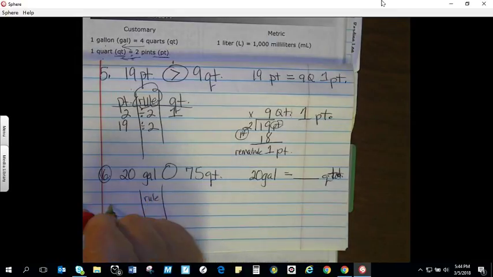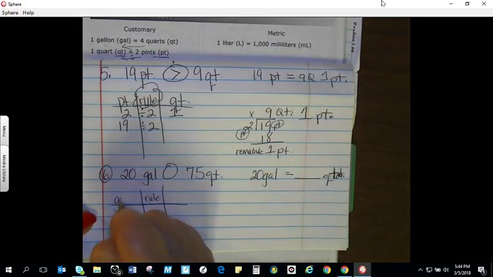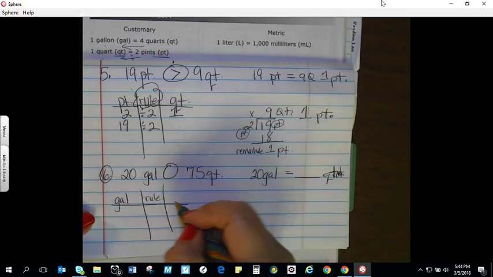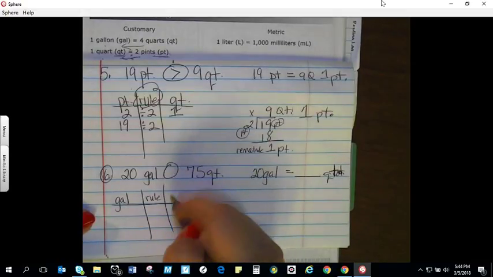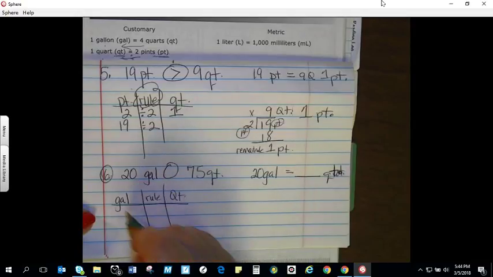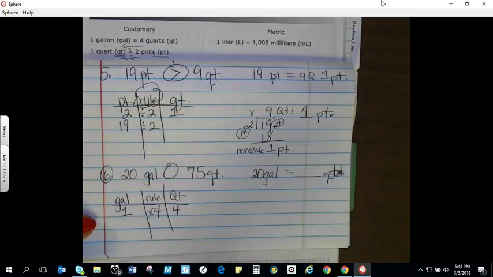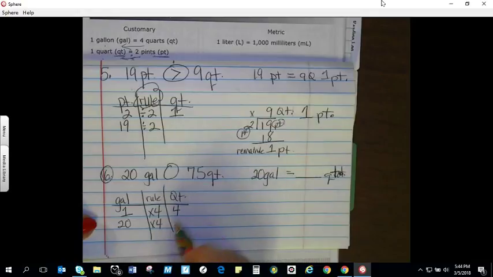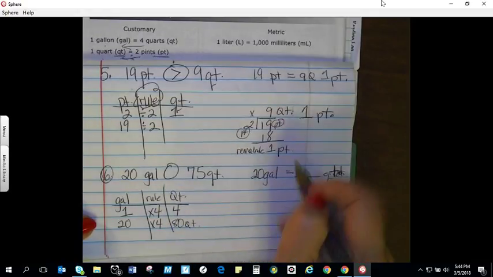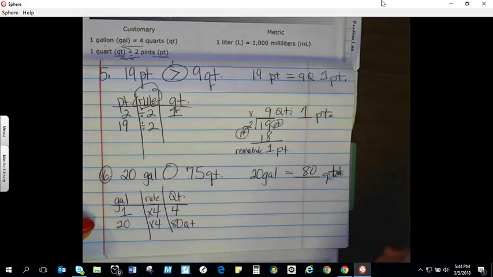And you may be able to do this, start memorizing it, which is fine. But till we get more practice in, since we've just started, I want you to make sure that you're putting out your table so that I know what you're thinking. Okay, so for every 1 gallon, it's 4 quarts. I had to multiply that by 4. So if I have 20 gallons times 4, how many quarts is that? It's 80 quarts. So 20 gallons is equal to 80 quarts.